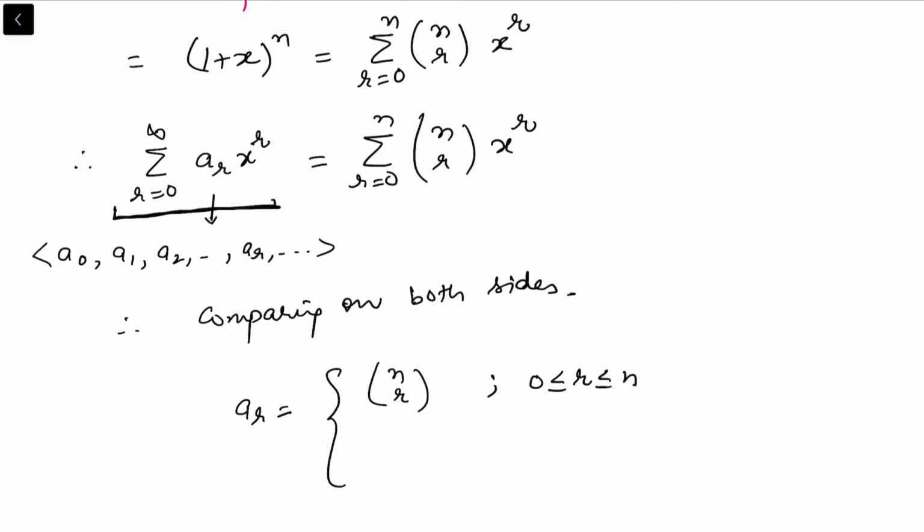Whenever r exceeds n, in this case this is going to be 0. So that means this infinite sequence that I have written here will actually be a finite sequence, as I have explained earlier. And so we can simply write that this is 0 whenever r is greater than or equal to n plus 1. And this becomes a_r is n choose r. This is the same formula as the formula for nCr.